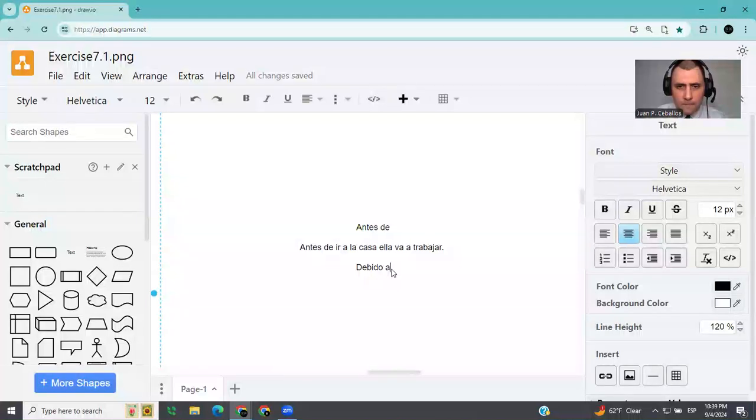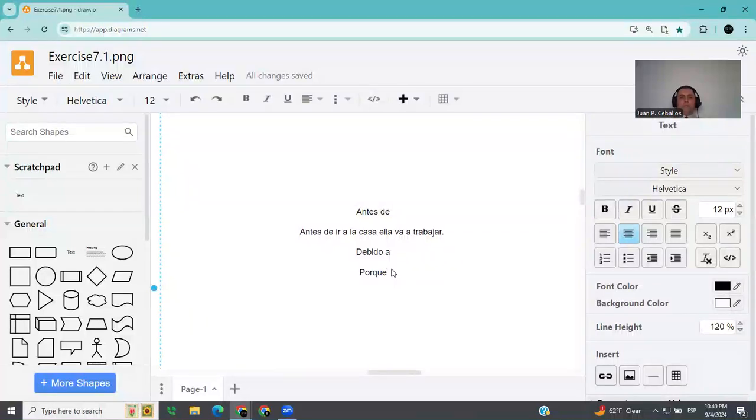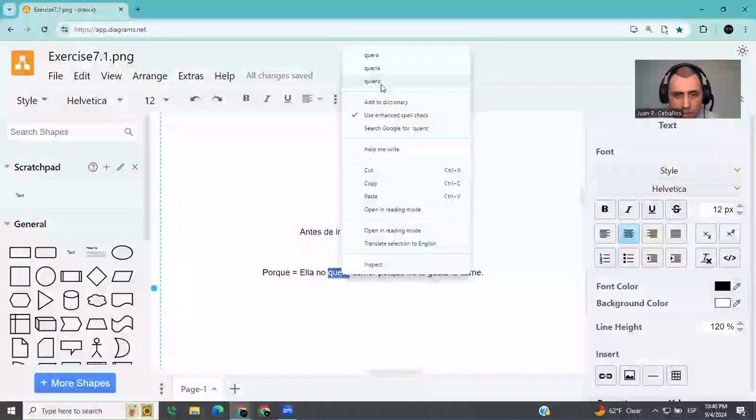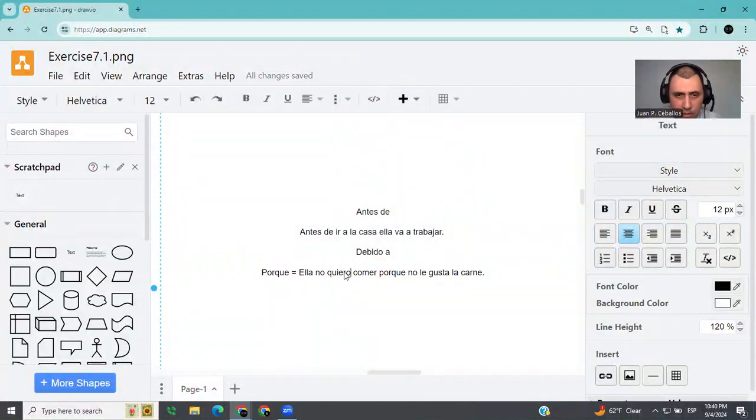So debido a can be confused with por qué when you translate it. Let me give you an example with por qué. Ella no quiere comer porque no le gusta la carne. She doesn't want to eat because she doesn't like meat.